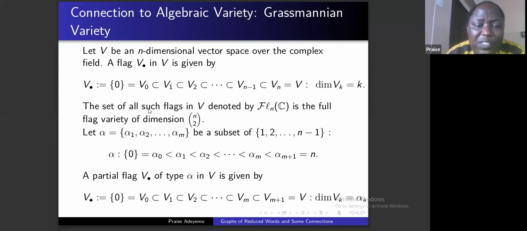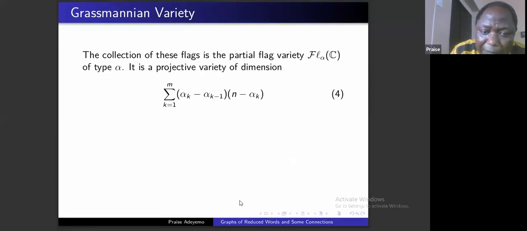It is also possible to omit some choices in between, and you still have a chain. For example, I can omit dimension 1 and pick the origin, and we still have a chain. So if I pick alpha 1, alpha 2, alpha 3 such that we have this order, I can have this flag. But if I pick a free k, the dimension alpha k may not necessarily be k. Then we have what is called an incomplete flag, or partial flag. The set of these is the incomplete flag variety, and its dimension is given by the formula that we have here.